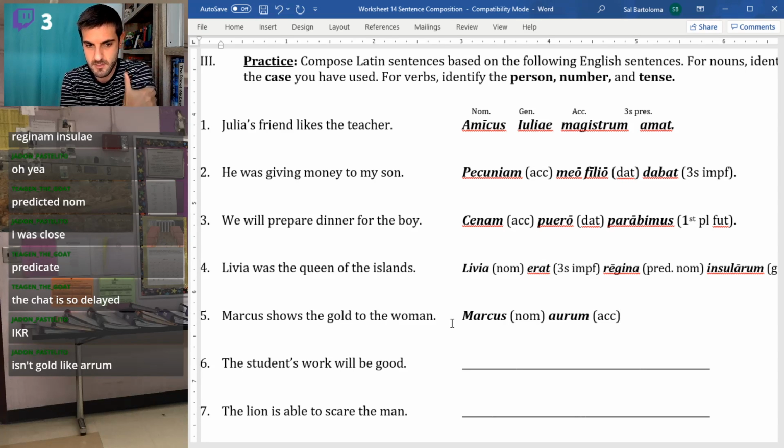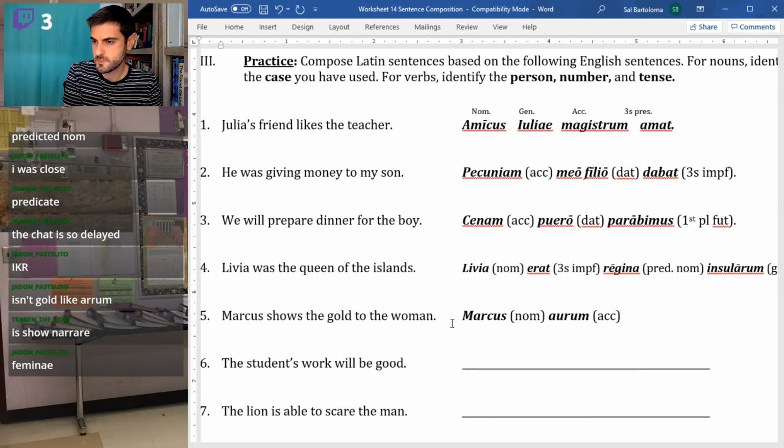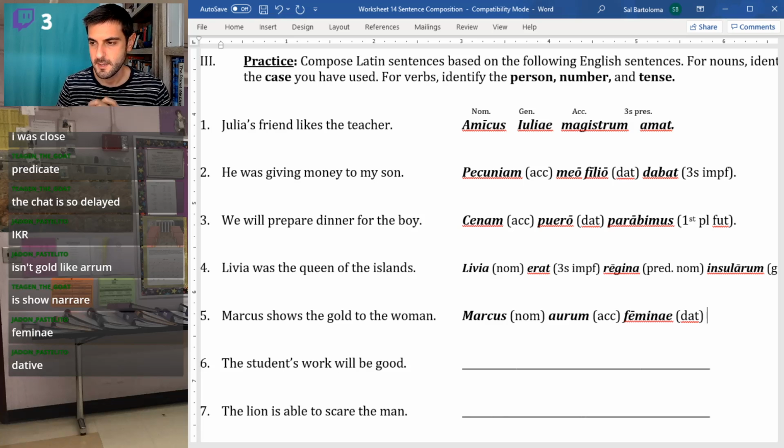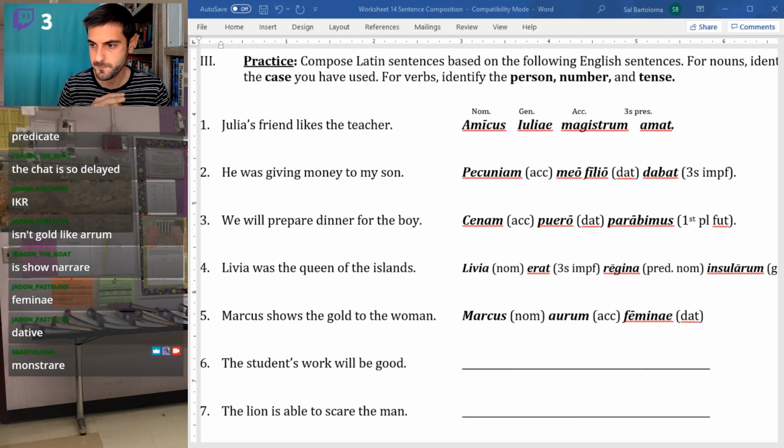He shows it to the woman. So what case is the woman going to be if he is showing it to her? Feminae, right? She's going to be in the dative case. Not narrare for show. That's to tell someone a story, right? Like narrate. The verb is monstrare. I'll put it in the chat for you guys. There's your verb to show.